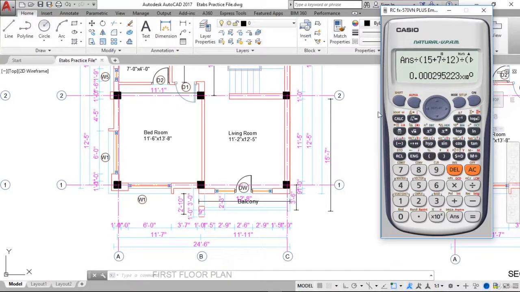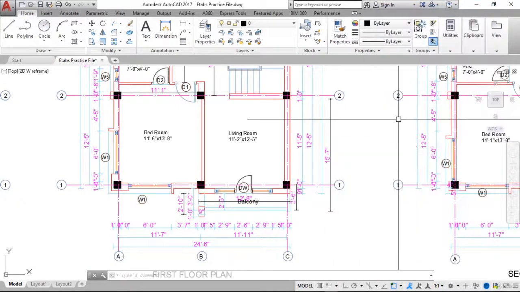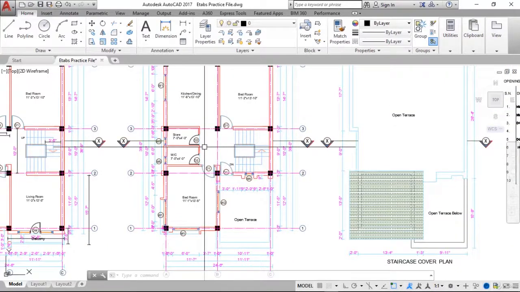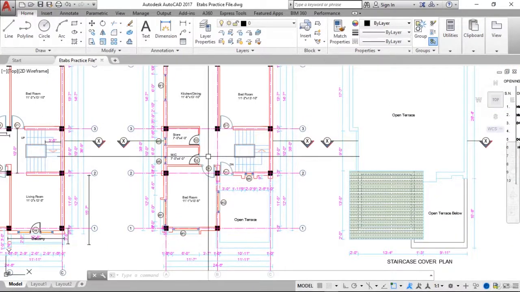Okay, so after that we go to the upper floors, and we apply the load similar to what we just did in the first floor. Now I'll fast forward the video from here.